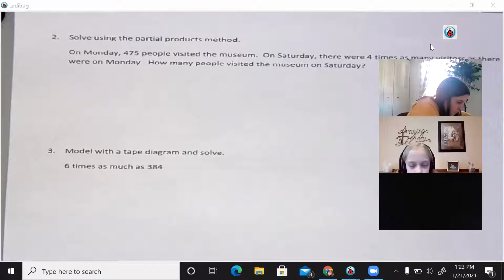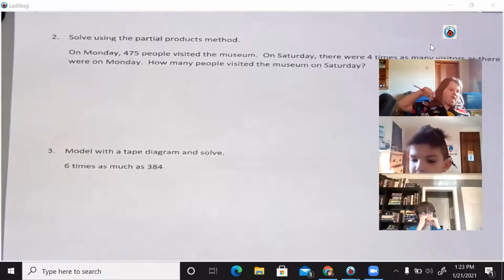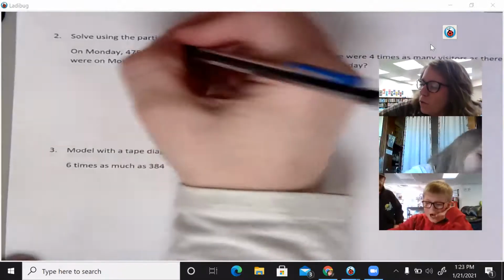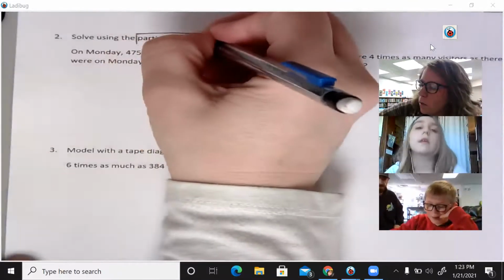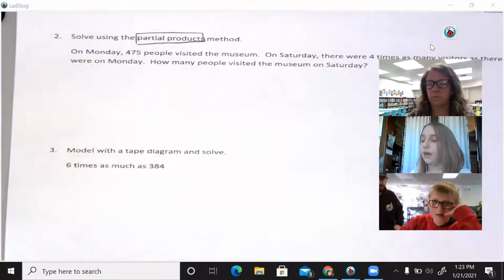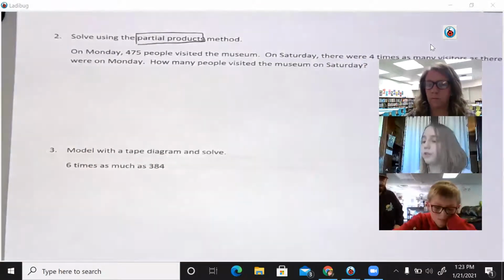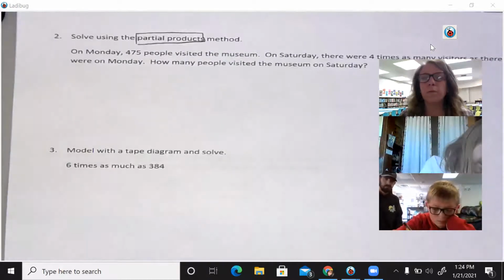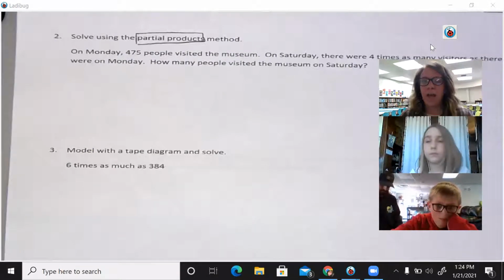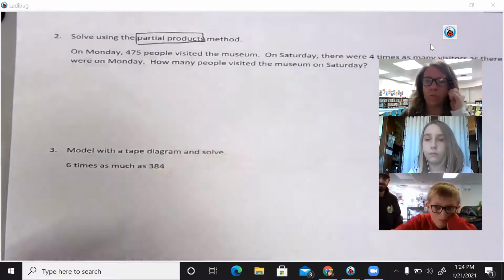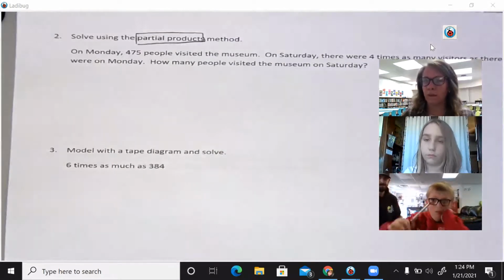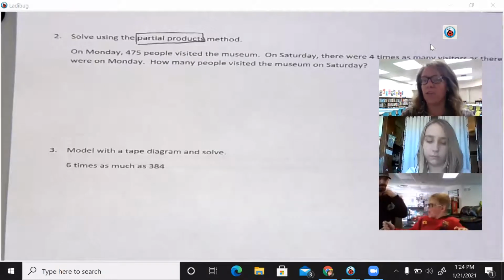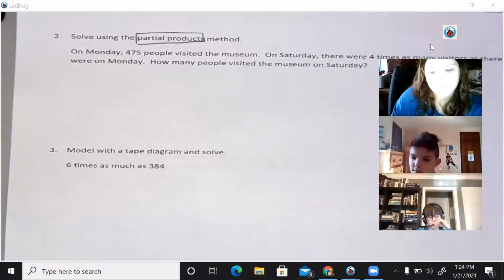Sophia? Partial products. How do you know, Sophia, that we have to use partial products? Because in the directions it says solve using the partial products method. Very good. And guess what? Earlier, I read this problem to the class, the kids that are here. And then we took some notes, and I asked how they wanted to solve it. They had to remind me, look back at the directions. We have to use partial products.